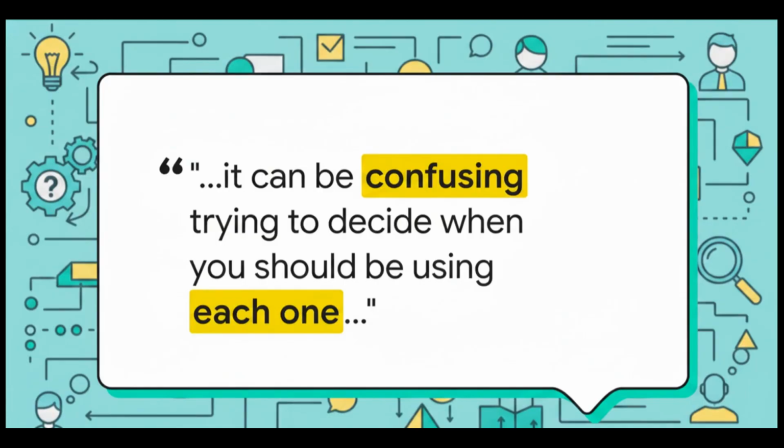Okay, hook number 1 is all about validation. This line works so well because it instantly connects with the viewer. It's like you're saying, hey, I see you, I get why this is confusing, and you're right to feel that way. That builds trust right off the bat.